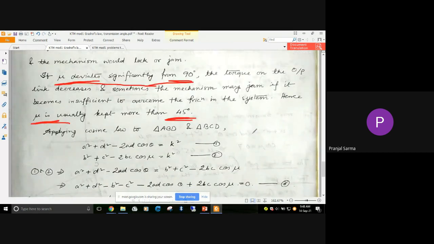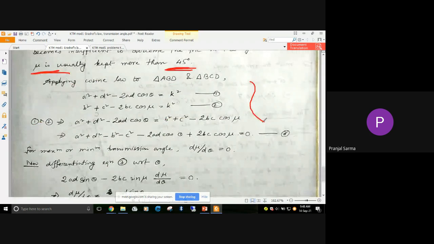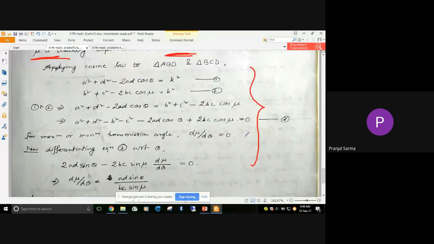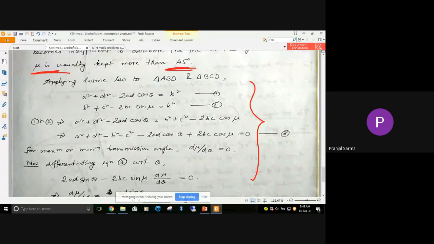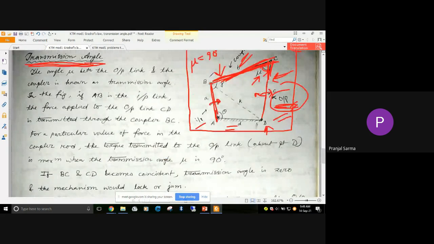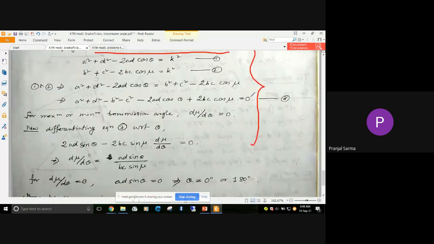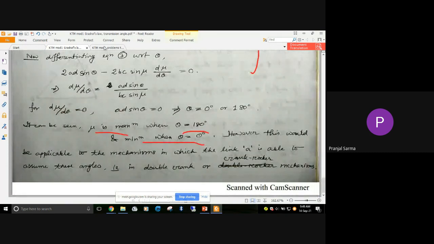After that, just by using the cosine law, we can find the requirement of the transmission angle. You can go through it: what happens when mu is maximum and when mu is minimum, as we have just said. Here is the small derivation. Using the cosine law, we make two triangles by drawing this line, apply the cosine law to this triangle and this triangle, and then simplify.